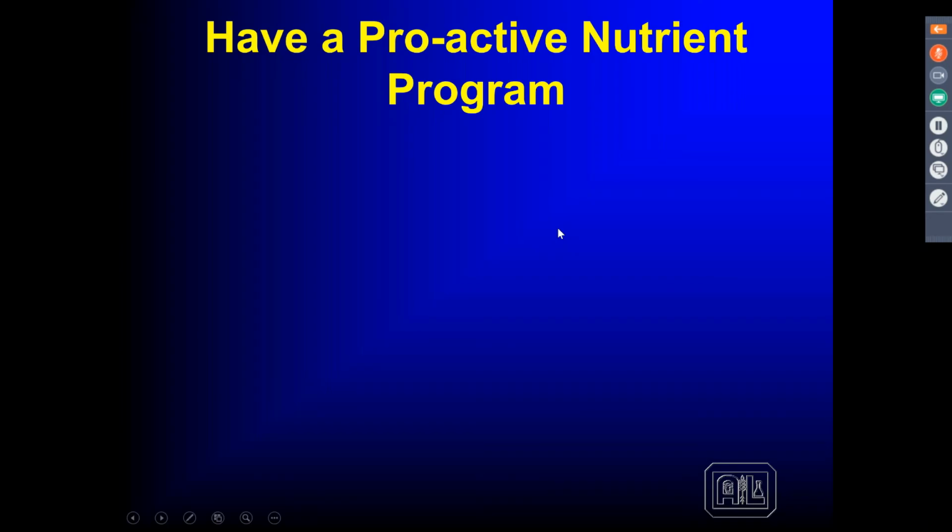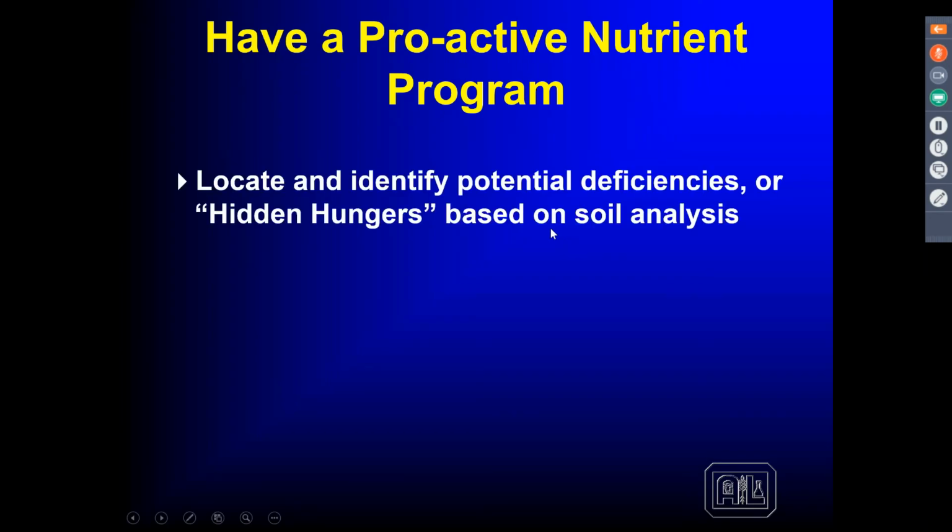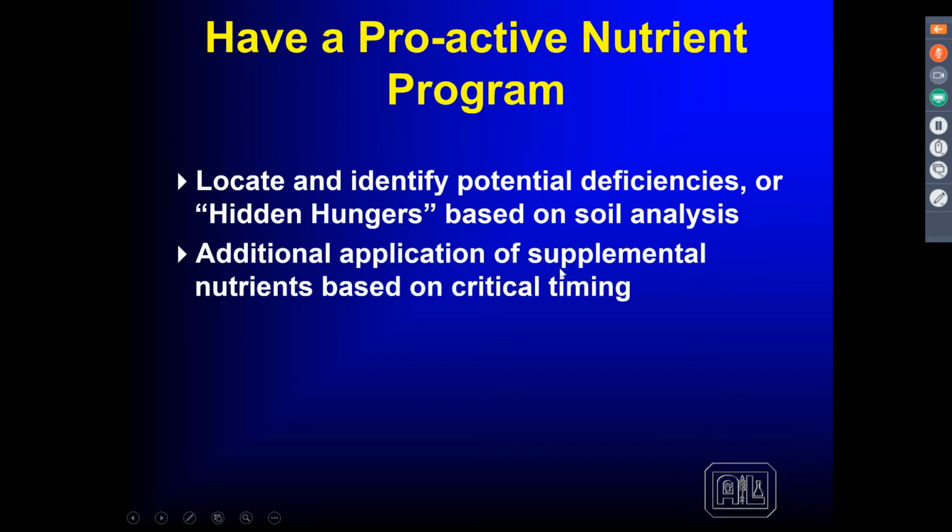So you need to have a proactive nutrient program. Locate and identify potential deficiencies, or what we call hidden hungers, based on either field information or soil analysis. Based on that, you'll have additional supplemental applications of nutrients. And again, timing is critical. In our programs, when using a plant monitoring program based on a nutrient disorder, we might recommend an application of a nutrient by foliar or a top dress long before you see a deficiency or long before it shows up in a tissue sample, anticipating that problem to occur based on previous information.